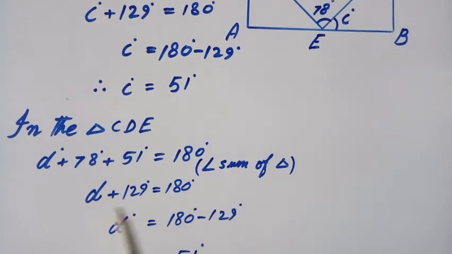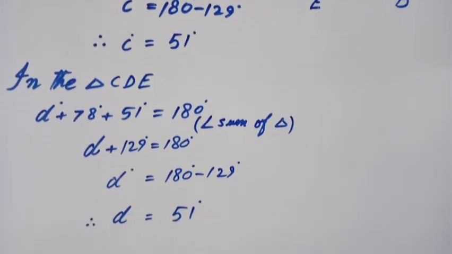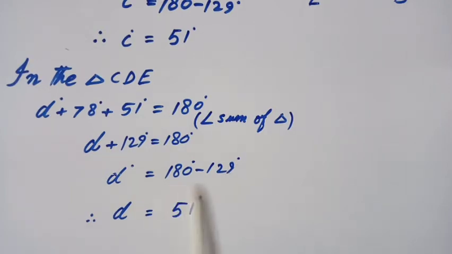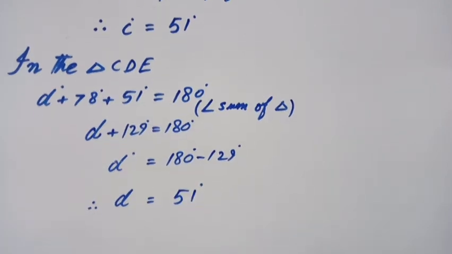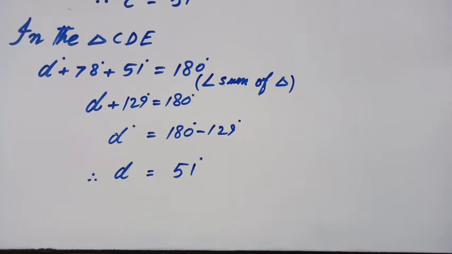Now solving it just like an equation, we have found the value of D. How? Shifting this 120 to the other side with change in its sign, and then its solution comes how much? D equal to 51. Hence, angle D is equal to 51 degrees. Right? Now the next one.